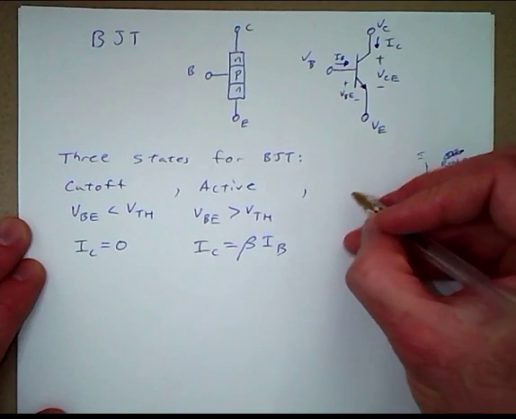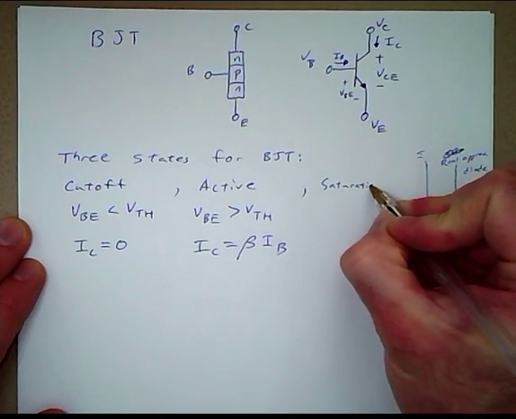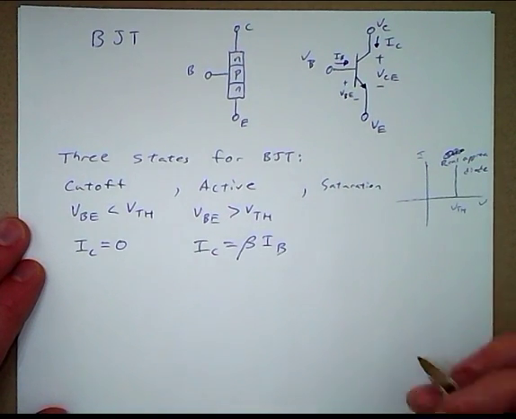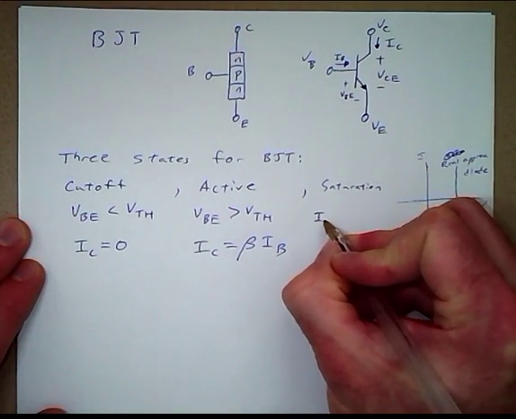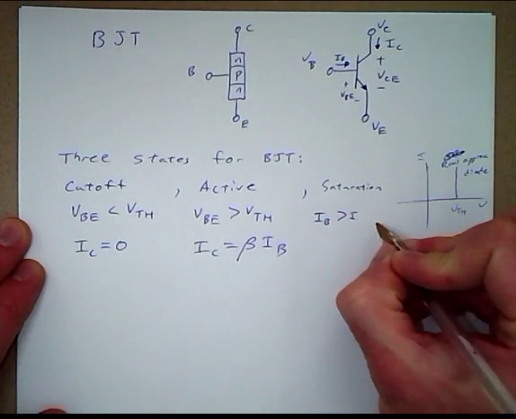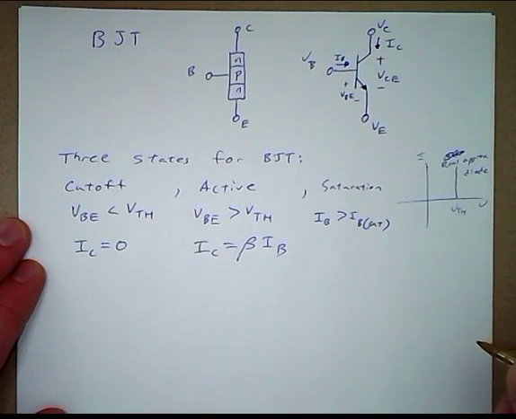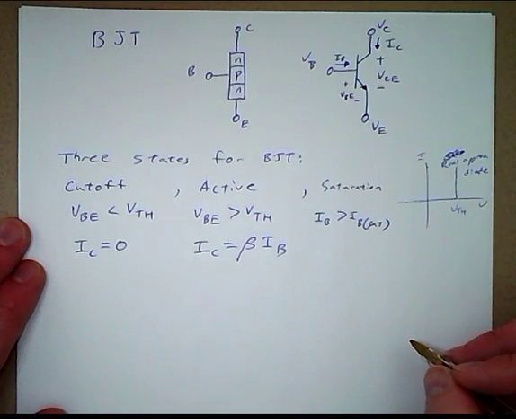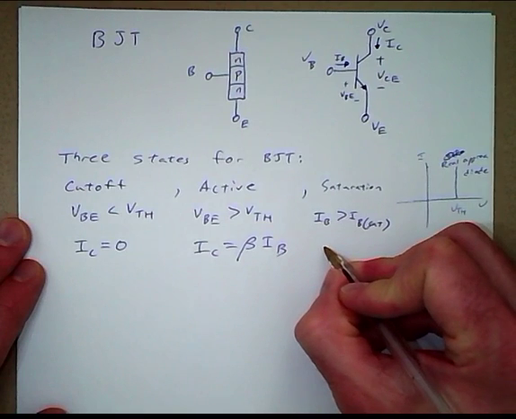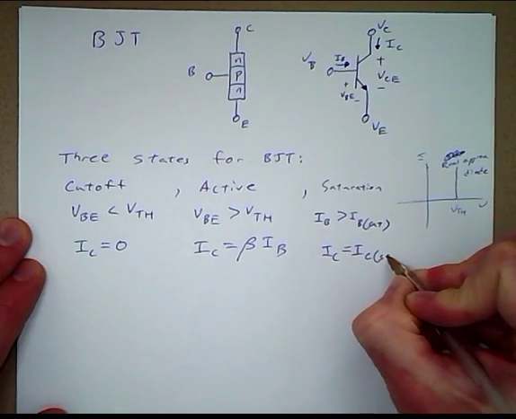And then the third state would be saturation. So here we have where the current through the base, IB, is greater than what's called the saturation current, IB sat. And in this case, IC is equal to its maximum value, IC sat.